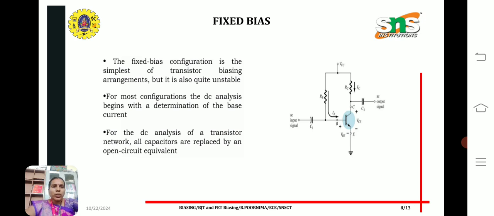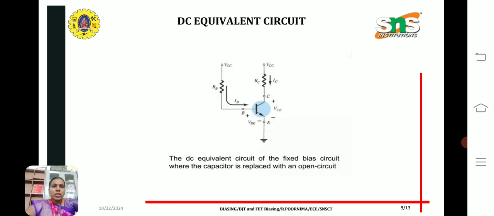In this diagram, we have a transistor connected to the DC power supply through the resistance RC, which is connected to the collector, and RB, which is connected to the base. An AC input signal is given to the base and the output signal is taken at the collector terminal. So this circuit diagram is a fixed bias circuit with input and output signal. We can draw the DC equivalent circuit to analyze the fixed bias. Here the capacitor is replaced by an open circuit, and the circuit is drawn with the transistor, resistors and DC power supply.